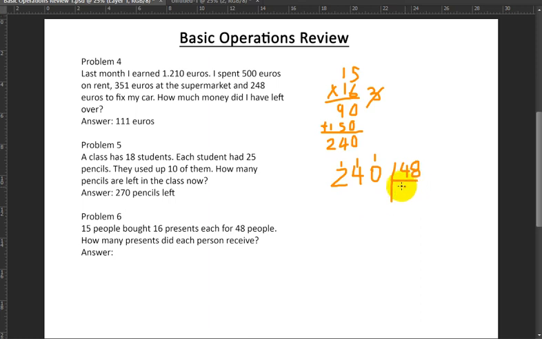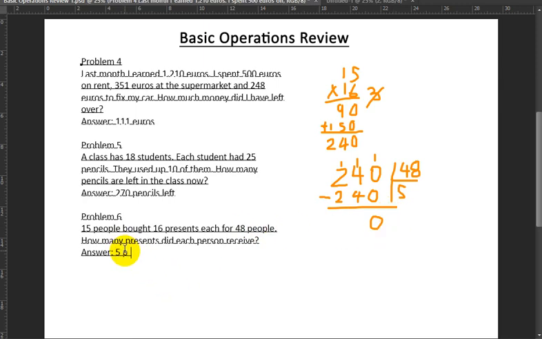Instead of 4, I'm going to try 5. And 5 times 48 is going to give me exactly 240. And if I subtract, I'm going to get a 0. I have nothing else to pull down, so my answer is 5. Each person is going to get 5 presents.